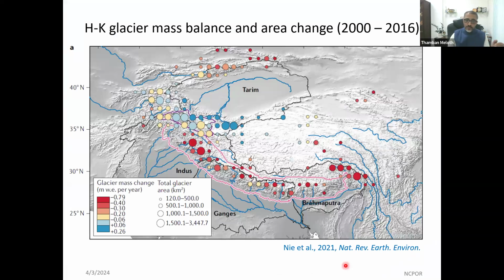And if you look at the mass balance change in the Himalaya, since at least the last nearly 2 decades, where very strong data exist, you find two very distinct features. One is the Karakoram region, where there's a mass gain, and then there are the central, the eastern, and the western Himalaya, where you have a very significant loss of glacier mass.